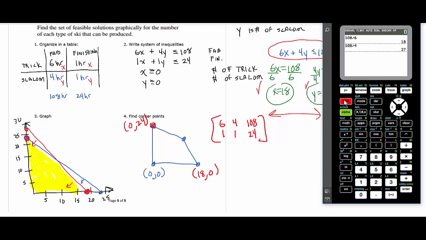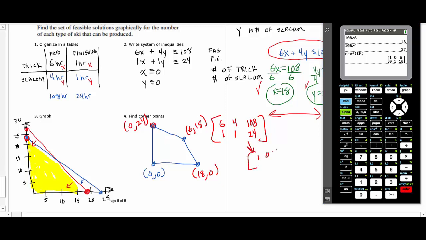So I'll do that. Matrix command, math, reduced row echelon form. And then just get your matrix A to come out or wherever you put it in. And that gives that. Okay, so what's the answer? 6, 18. Okay, so that means this corner point is 6, 18. Okay, so this thing just changed into 1, 0, 6, 0, 1, 18. So those are your corner points.